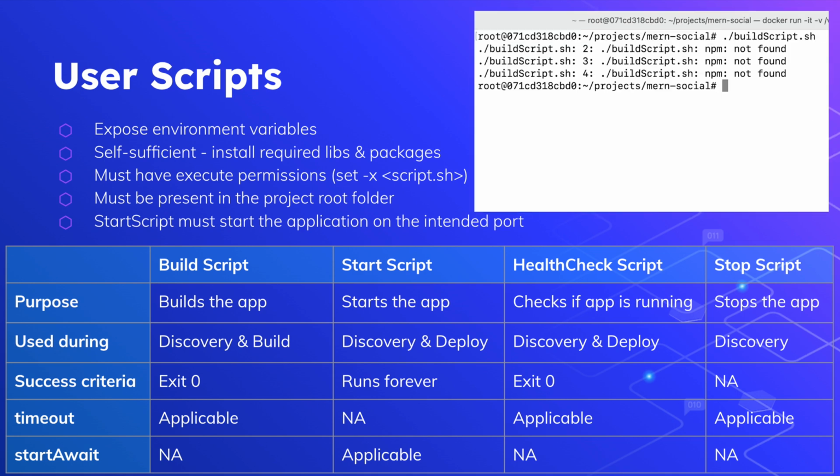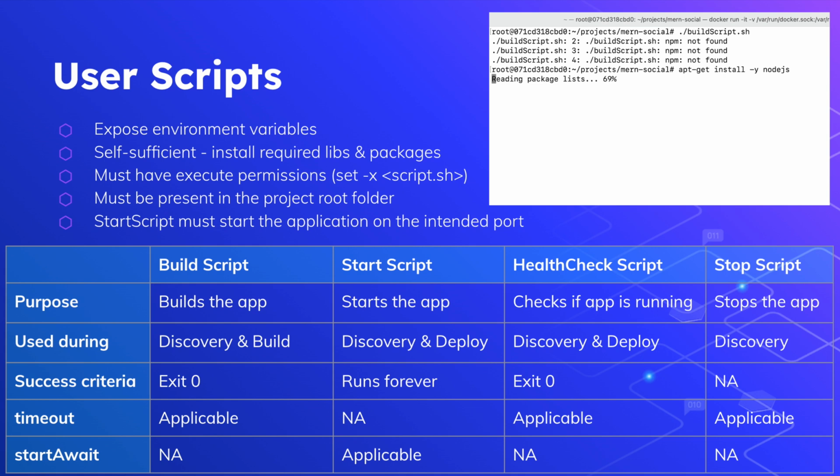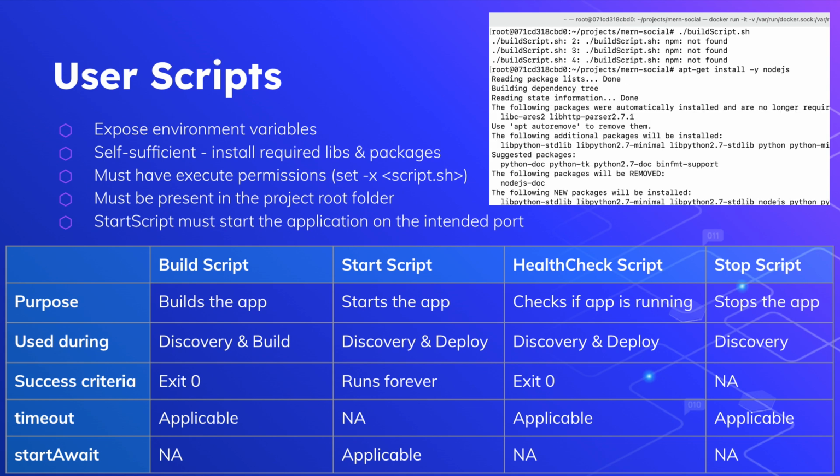Similarly, we must ensure that these scripts are self-sufficient. All the libraries and utilities required for a script must be installed as a part of the script. For instance, if npm command is required by the build script, we must either add a step to install npm command within the build script or choose a base image with npm. In our case, we will be choosing a base image with npm. So we can install npm locally for the time being.